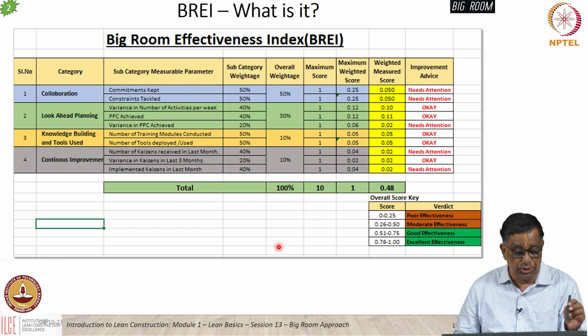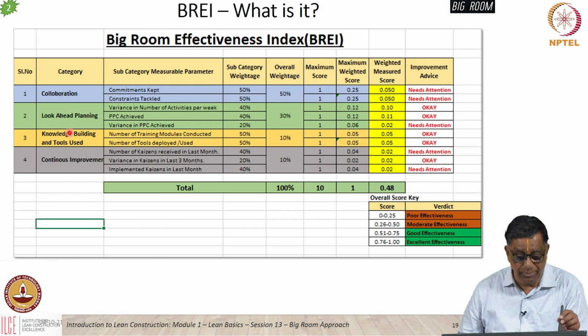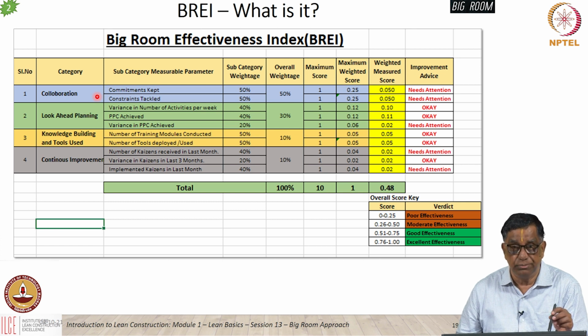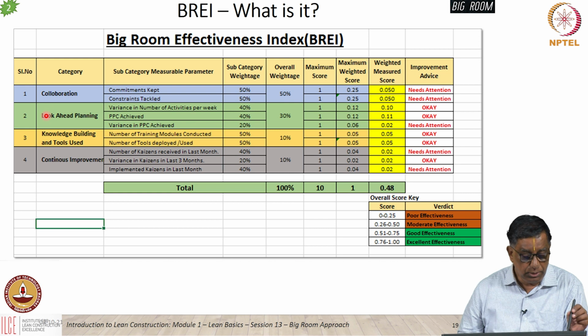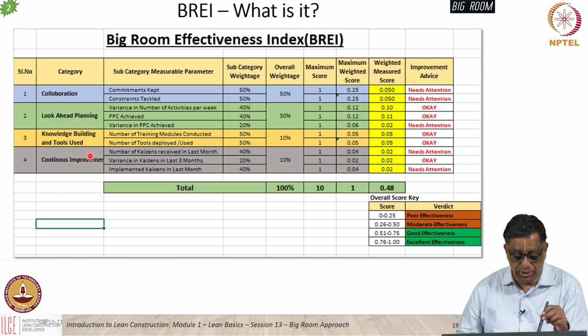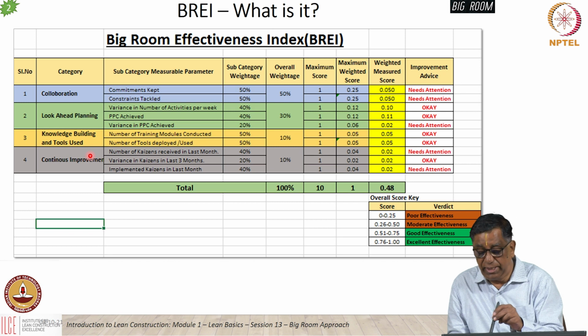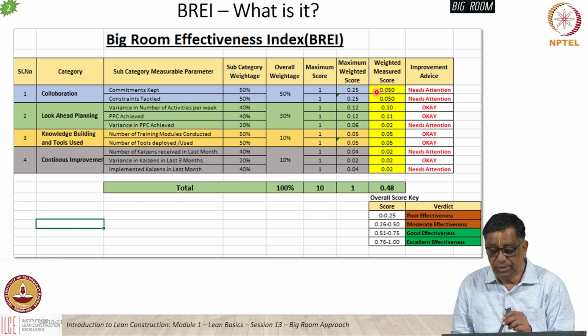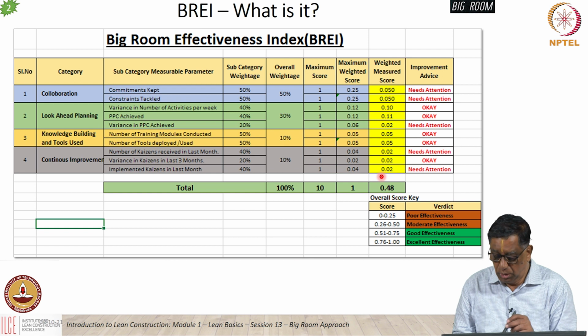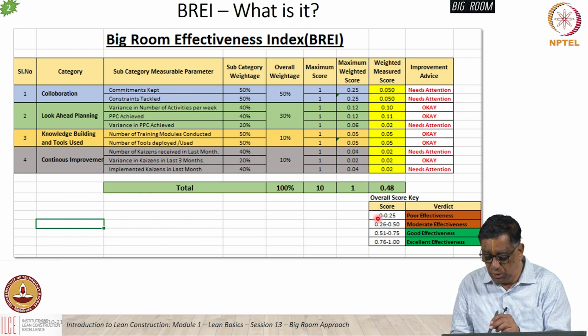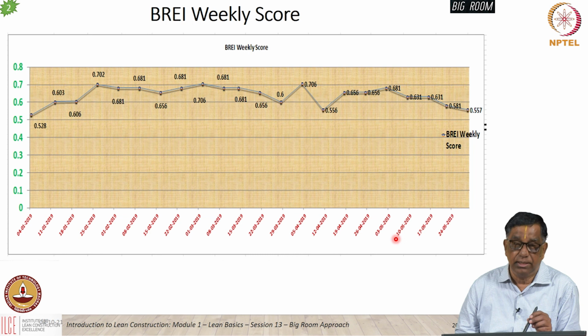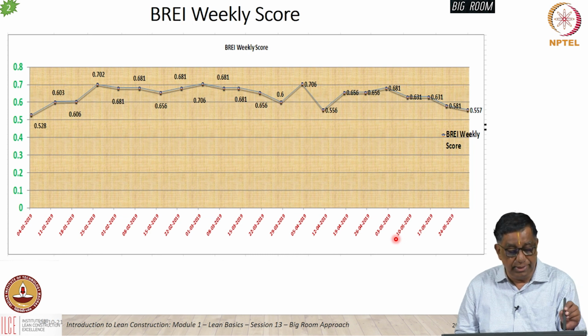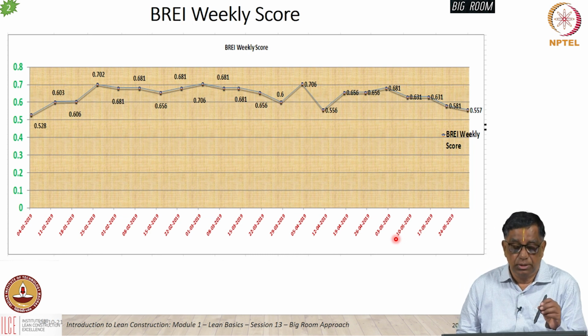and the various points. So here again they had 4 major categories for deciding what they call the big room effectiveness index, BREI, like collaboration, look ahead planning efficacy, knowledge building and tools used, continuous improvement through Kaizen. They had used Kaizen also in this project. So all these, they had a number of different scoring mechanisms. Then used to get a weighted measured score and then got the overall score from 0 to 1, exactly where people stand, how the meetings went, and they were tracking it across the various meetings from time to time.